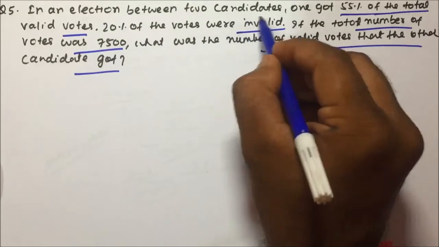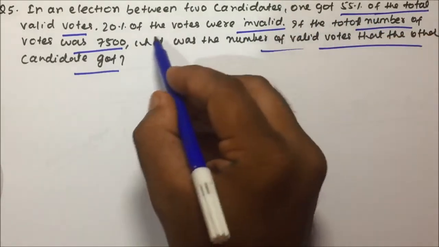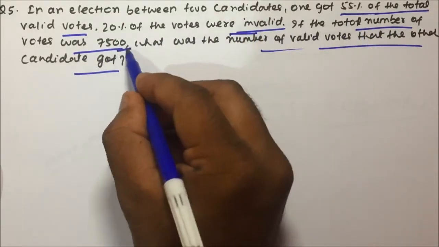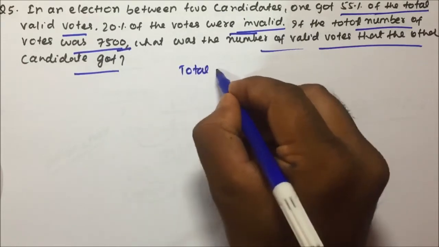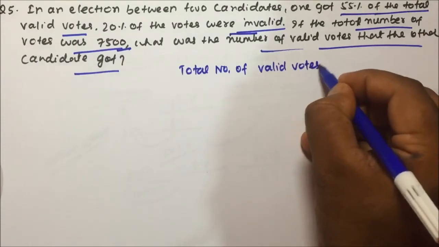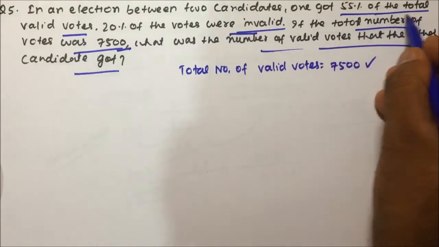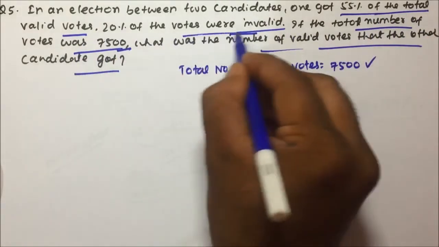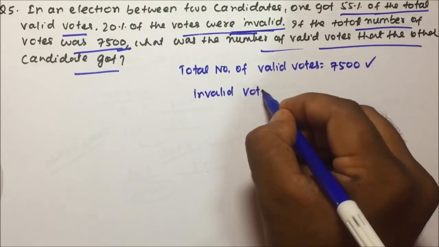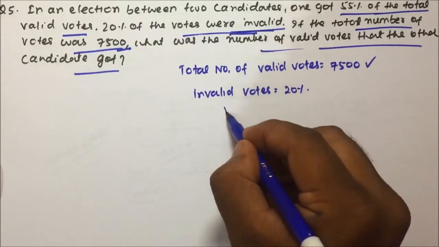So in an election between two candidates, one got 55% of the total votes. Okay, 20% of the votes were invalid. If the total number of votes was 7,500. Now one got 55% of the total valid votes, 20% of the votes were invalid. So if I talk about the invalid votes, 20% were invalid, right? So what will be the number of valid votes?